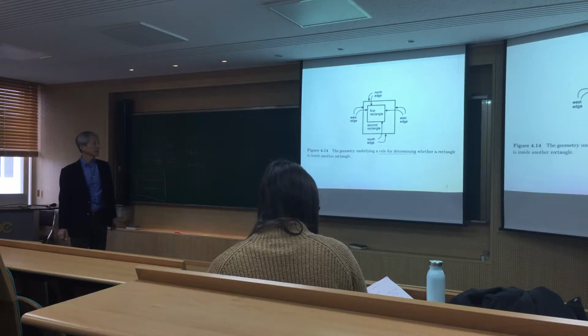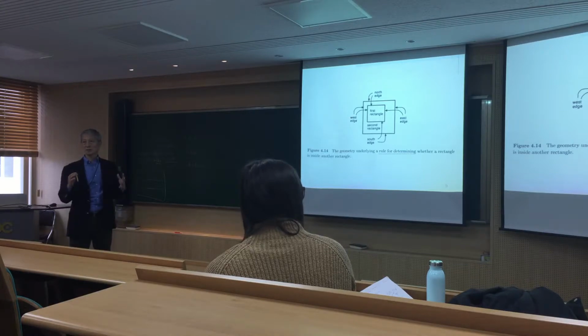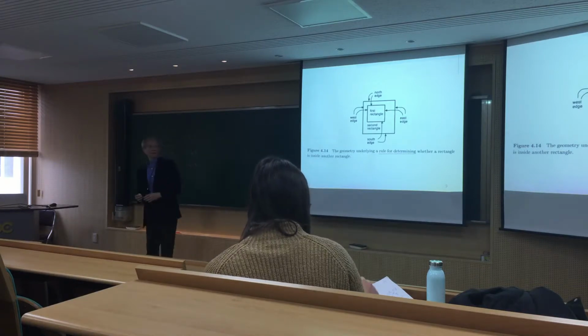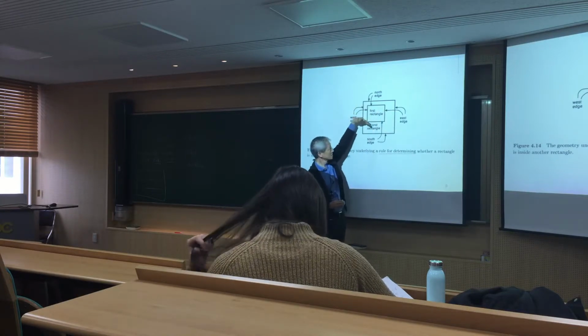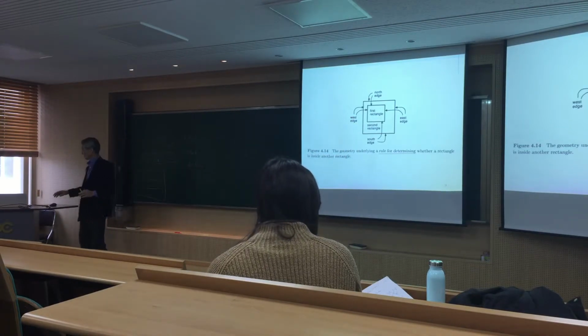This is an example they use in the textbook to show the geometry underlying a rule for determining whether a rectangle is inside another rectangle. So the first rectangle is inside the second rectangle, right? Well, how can we prove this? We see this already, but by using only computers and numbers, we need to check whether all the edges are in the same direction. If four of them have the same direction, then we see this.